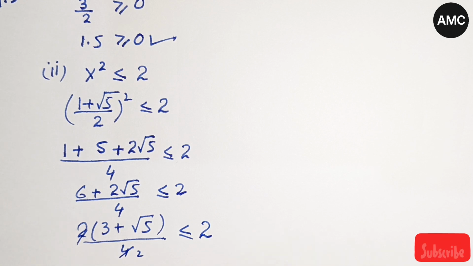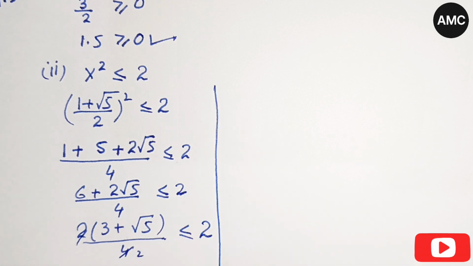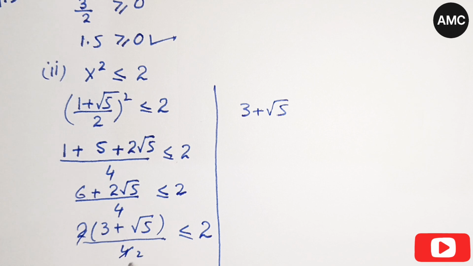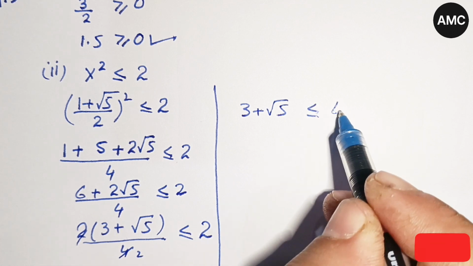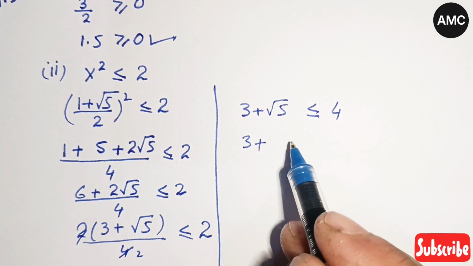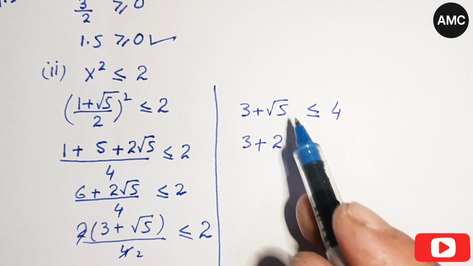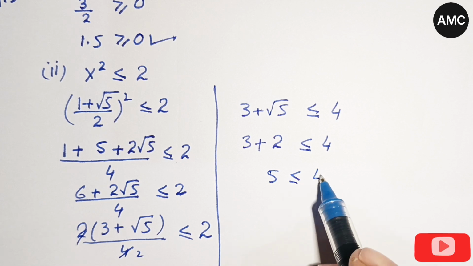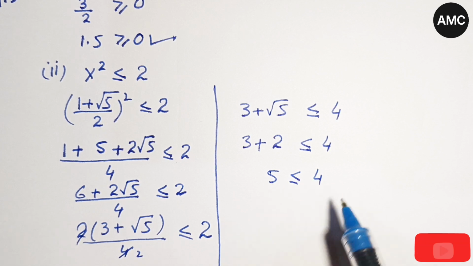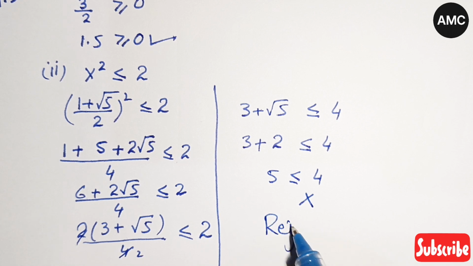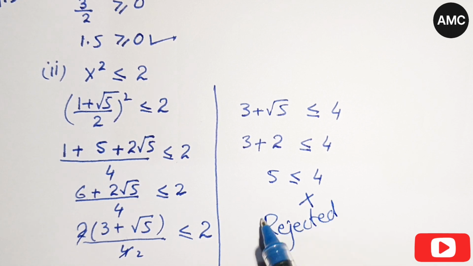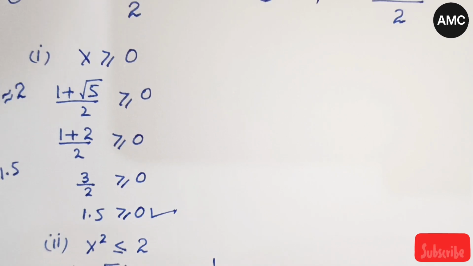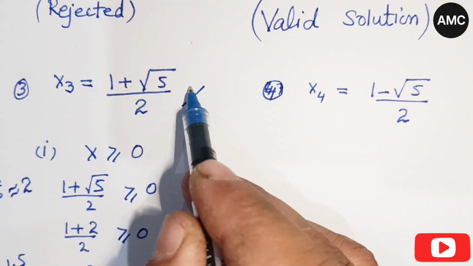Then our next step is 3 plus square root of 5, multiplying 2 on both sides, then cancelling here. Here we get less than or equal to 4. So 3 plus this square root of 5, which is approximately equal to 2, is less than or equal to 4. 3 plus 2 is 5, is less than or equal to 4? So here we see that 5 is greater than 4. So it is rejected. Hence our second condition is not valid here. So this value of x is rejected, that is, x3 is also rejected.